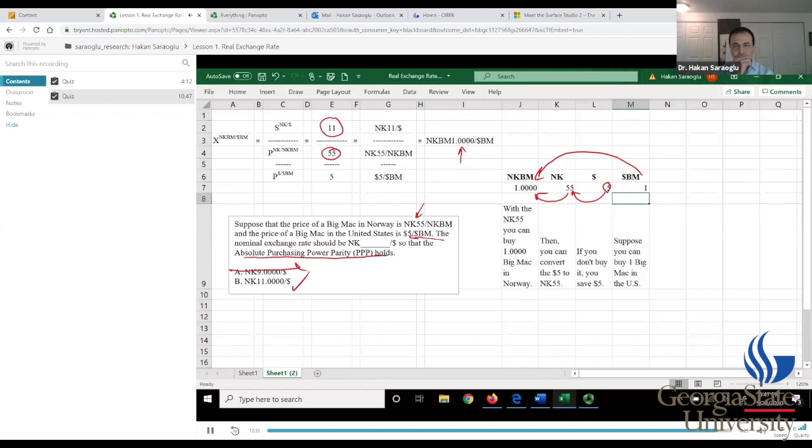One quick point to end our lesson. You can infer the answer right from here. Notice the Big Mac prices are 55 to 5. This is 11. So that means for the purchasing power parity to hold, nominal exchange rate must be also 11 krone per dollar. Perfect. Thank you for listening.